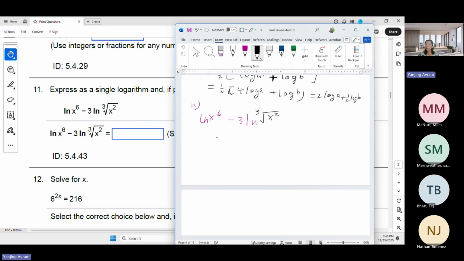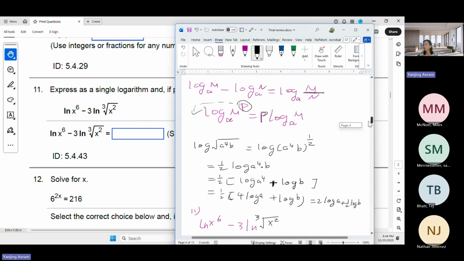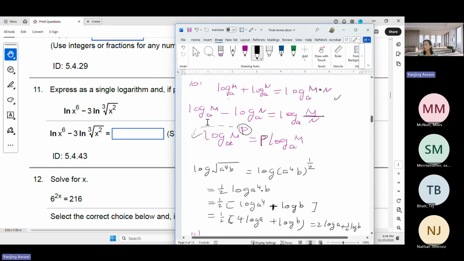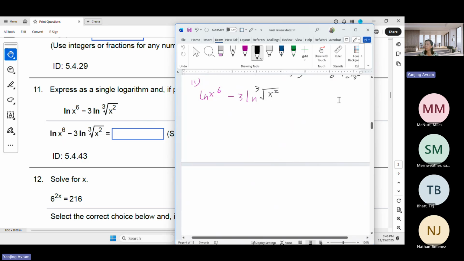All right. And in order to use this product or quotient rule, look at that. All the coefficients here must be 1. So this one has a coefficient 3 here. I will need to move 3 back to the power. So this whole thing, I will need to move this 3 back to the power here in order to use the properties. All right. And then this one is a subtraction.